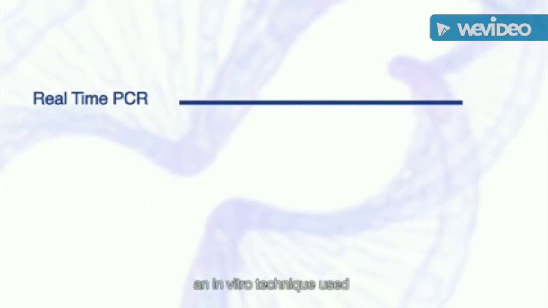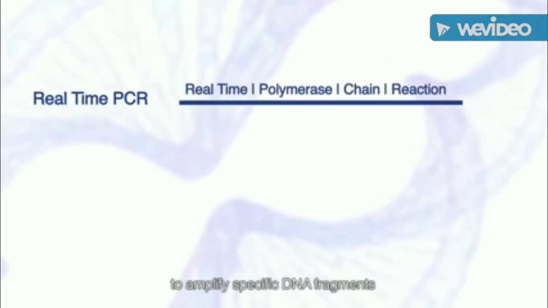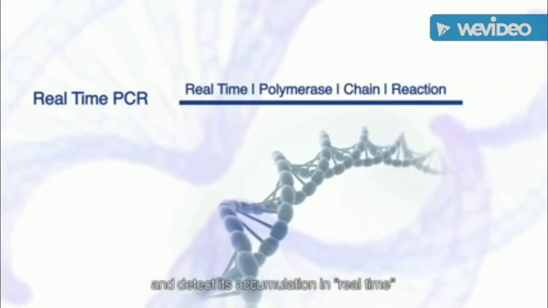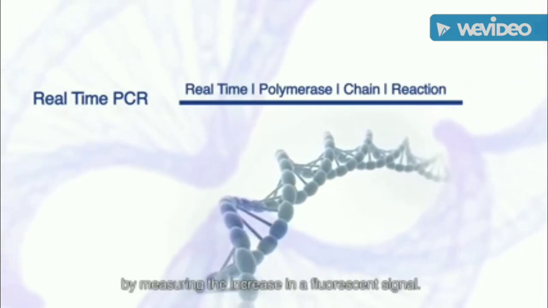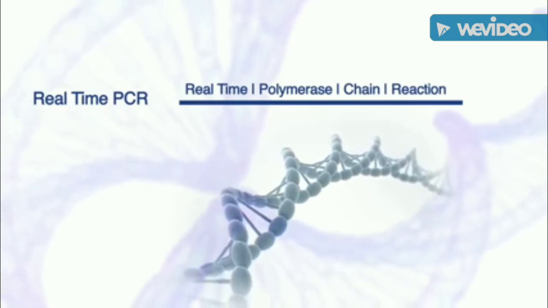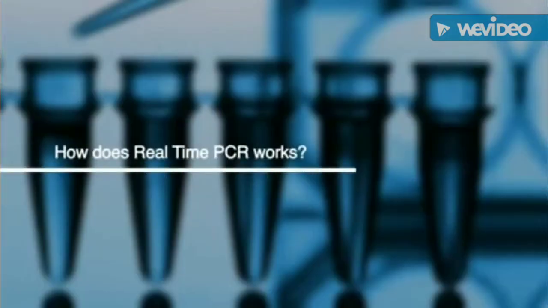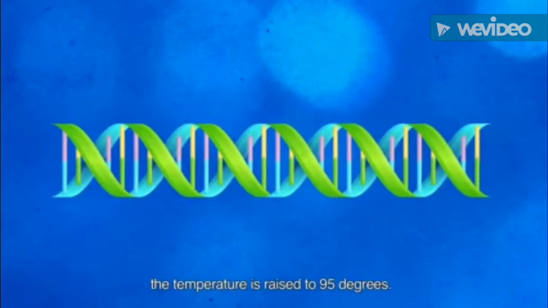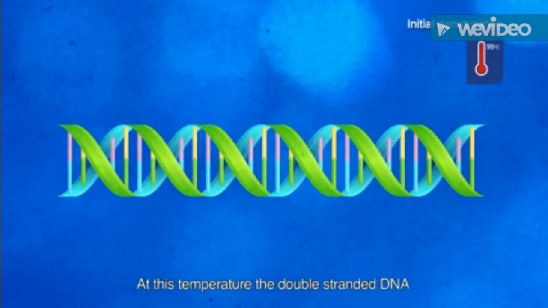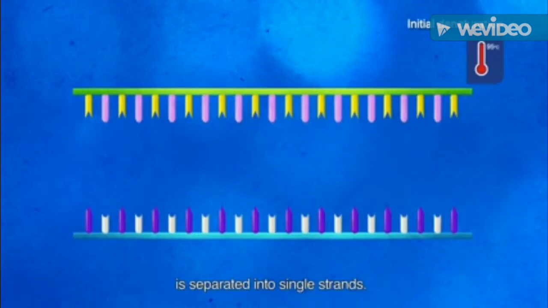Technique, an in vitro technique used to amplify specific DNA fragments and detect its accumulation in real time by measuring the increase in a fluorescence signal. To begin the reaction, the temperature is raised to 95 degrees. At this temperature, the double-stranded DNA is separated into single strands.